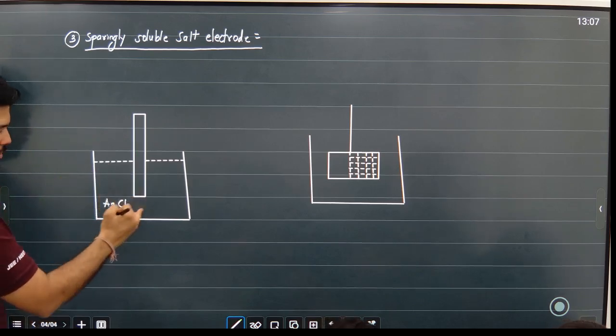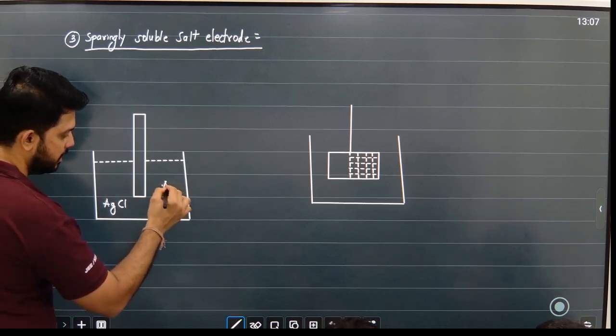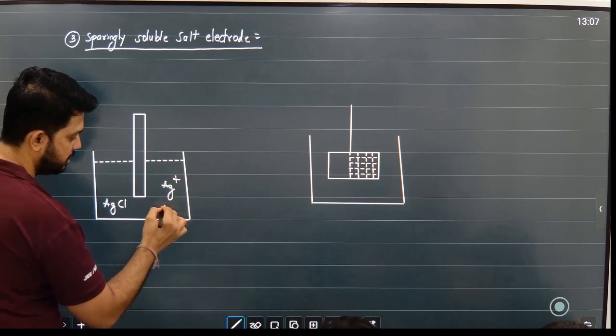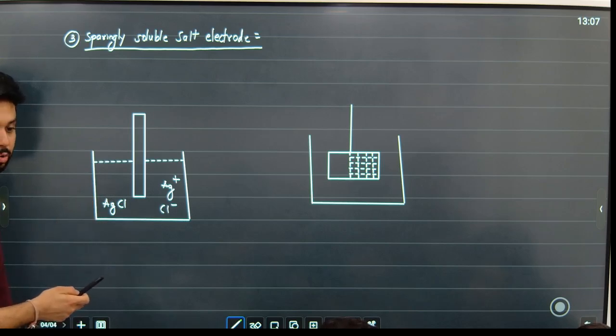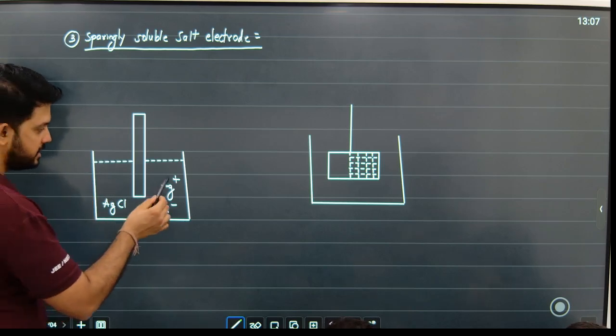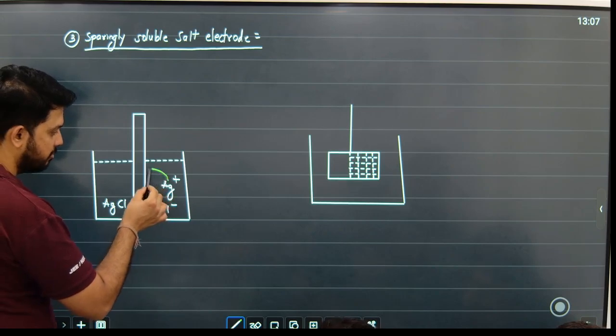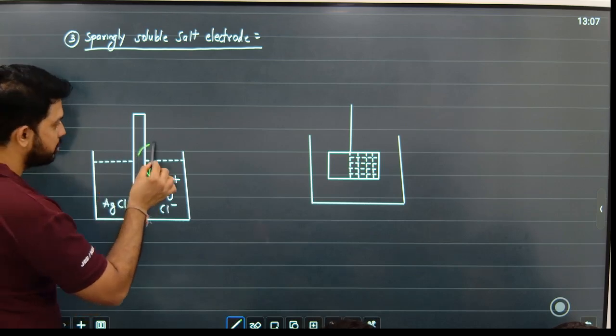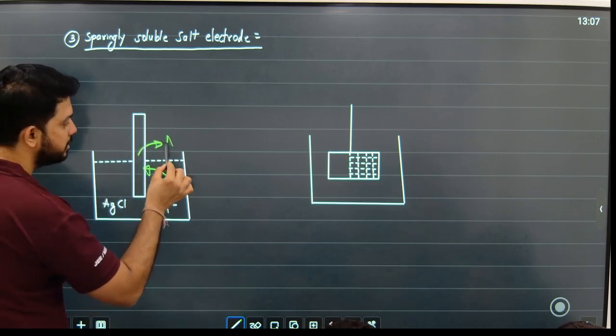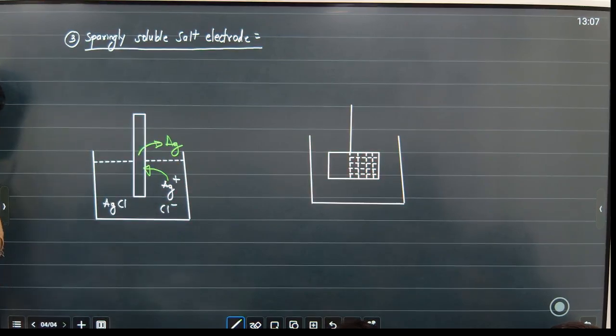तो solution में कौन कौन से ions हैं? Ag plus. And if this behaves like a cathode, तो क्या होगा? Ag plus will deposit on the electrode. तो electrode किसका बन जाएगा फिर? Ag का. Yes or no?